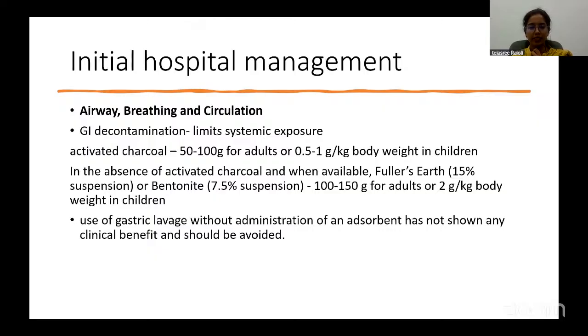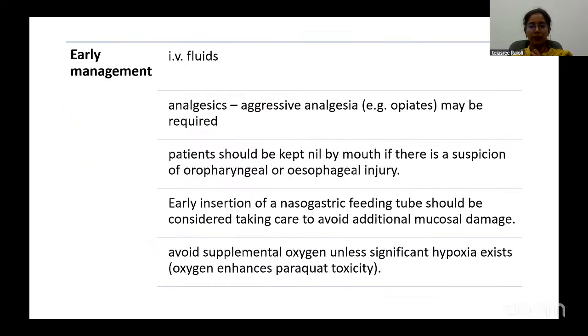You should always give this charcoal along with the gastric lavage. Gastric lavage alone has no role and should be avoided. Endless gastric lavage is of no role. You have to give it with the charcoal. So early management: first IV fluids, because the kidney is a major route of excretion of paraquat. Therefore, the kidney function has to be maintained, because most of the AKI is secondary to ATN plus hypovolemia. So we need to do fluid replacement, and close monitoring and optimum functioning of urine output has to be maintained in these patients.